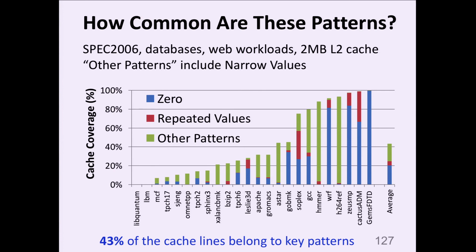Okay, it turns out 43% of the cache lines belong to the key patterns in this study. But there are many, many other studies that look at these patterns also. So clearly, some of them are very compressible. Some of the workloads are not so compressible. So you have a huge variance in terms of compressibility, as you would expect.